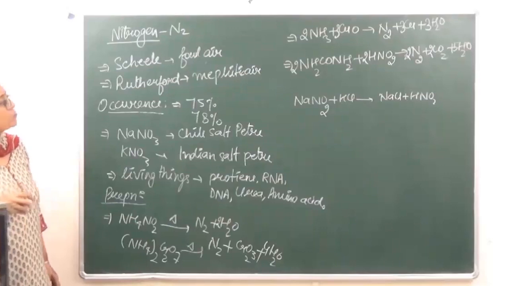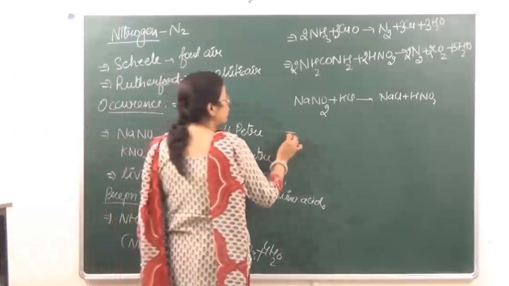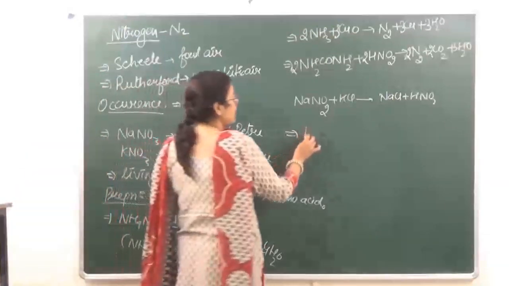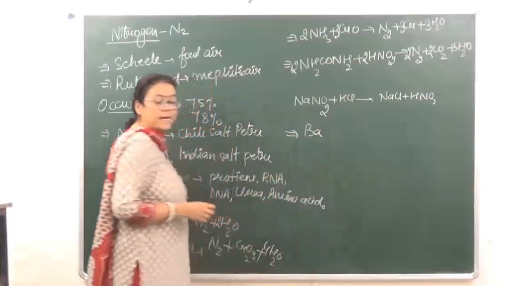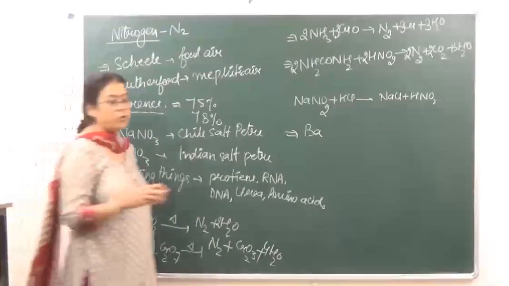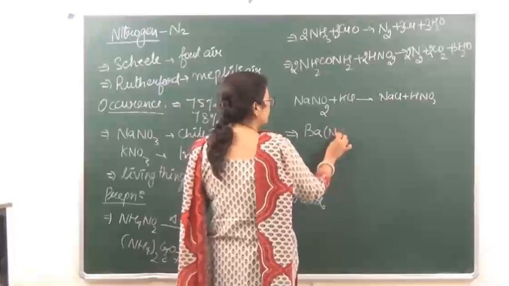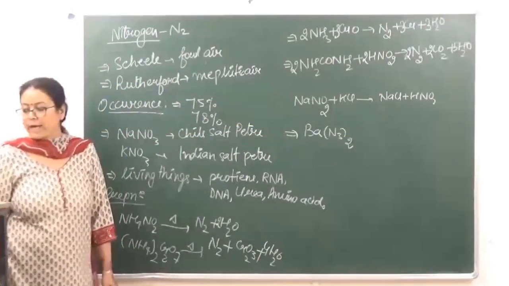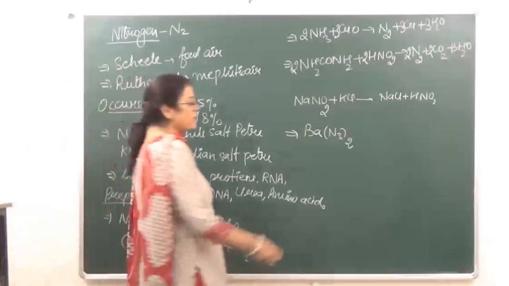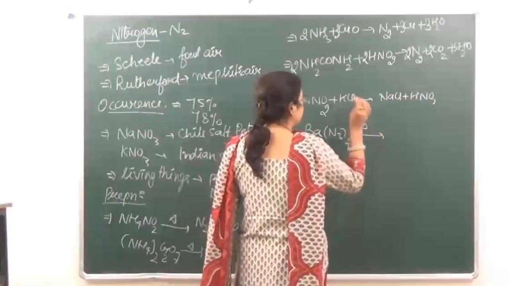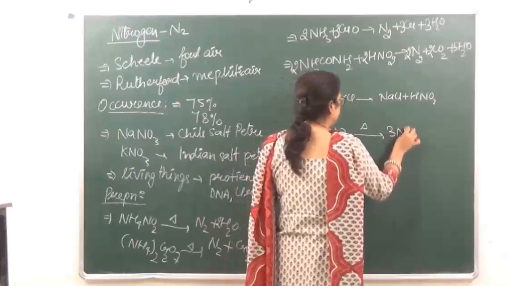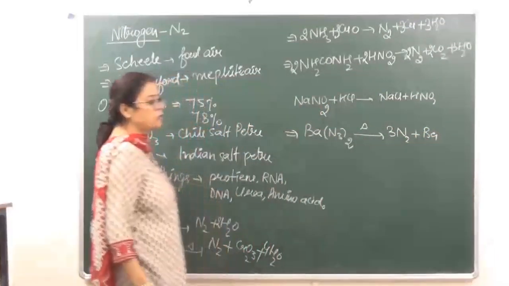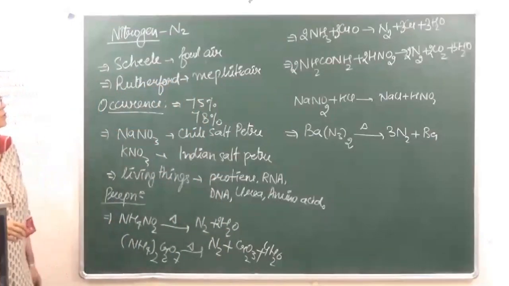So this is how we can prepare nitrogen. Pure nitrogen may also be got from metal azides. That is, if we have barium azide, the formula of barium azide, that is going to be Ba(N3)2. This is known as barium azide. This, when heated, it can give us very pure form of nitrogen. So these are the methods of preparation of nitrogen.